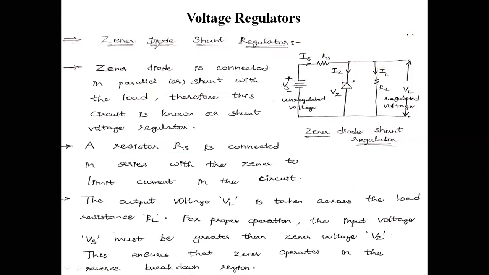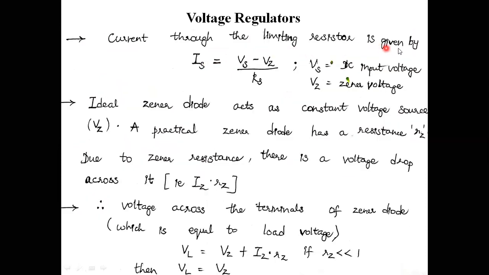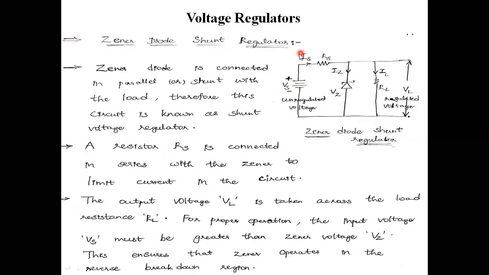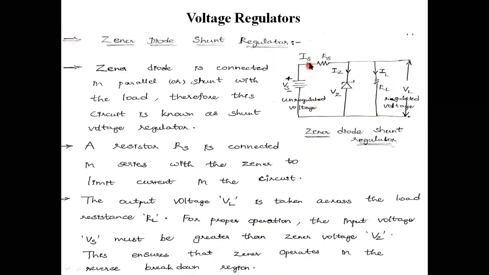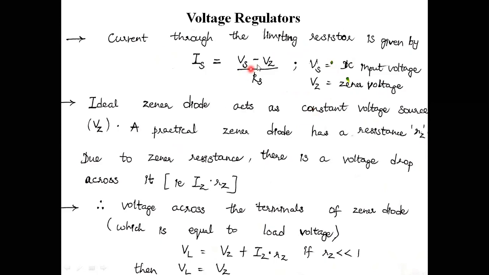And next one, current through the limiting resistor is given by IS. In order to know this IS term, IS is equal to VS minus VZ by RS. Here VS is the DC input voltage and VZ is the Zener voltage. To find this current IS, it is the difference between these two voltages divided by this resistance, that is VS minus VZ by RS is the formula. That is V by R, simply V by R.